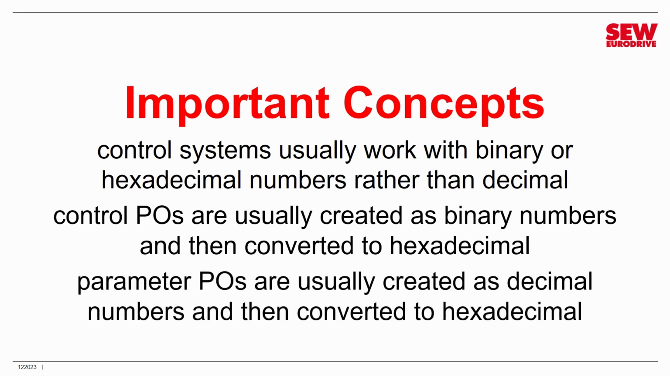Parameter POs are usually created as decimal numbers. For example, if you're sending the VFD the speed you want it to turn, you will usually create that as a decimal number, and then you convert it to hexadecimal.